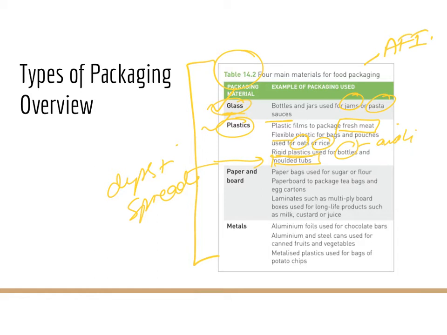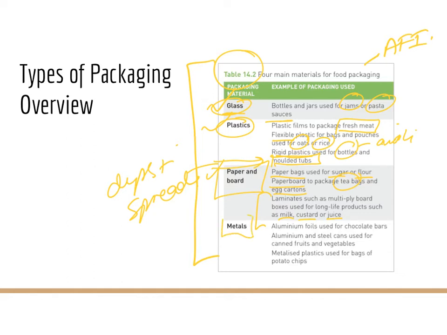The third type of packaging is paper and board. So paper bags can be used for things like sugar and flour. Paperboard can be used to package things like boxes of tea bags or even egg cartons. And laminates do incorporate paperboard, and these can be multi-ply board boxes such as long life milk products, custard, or even Tetra Packs of juice.